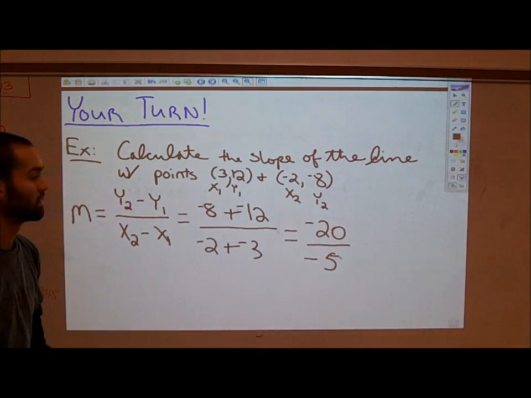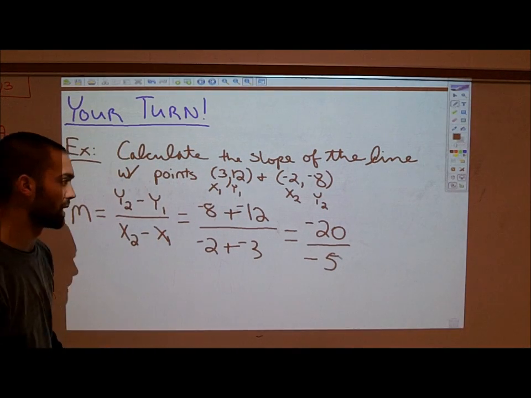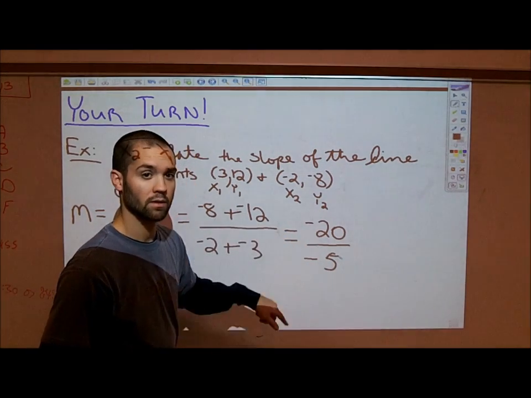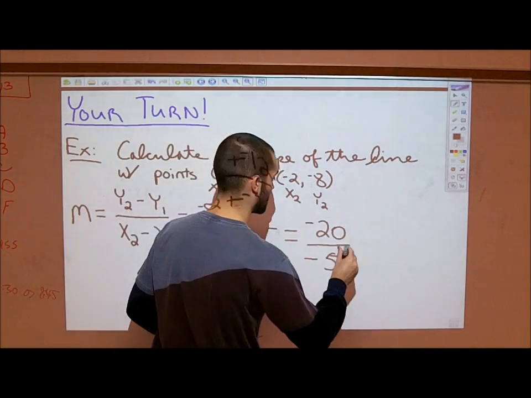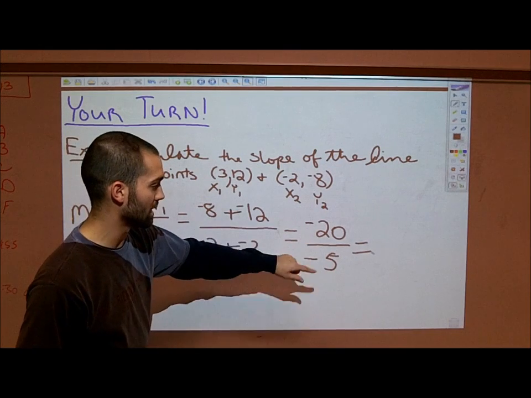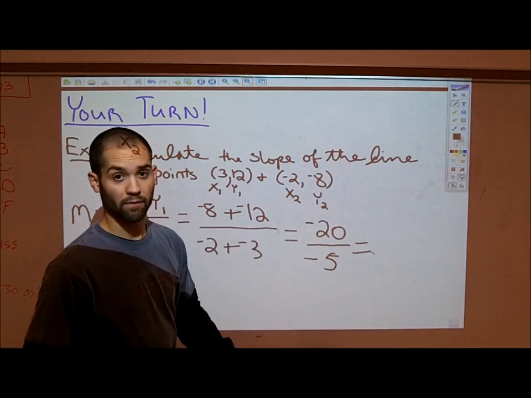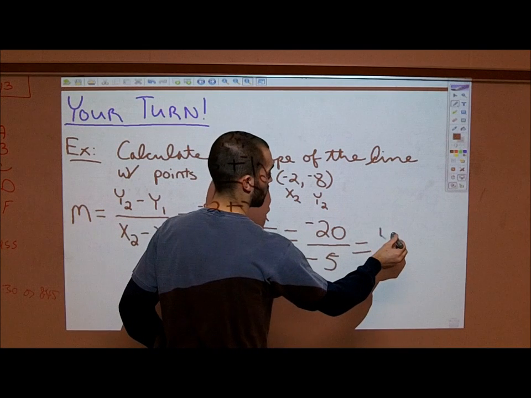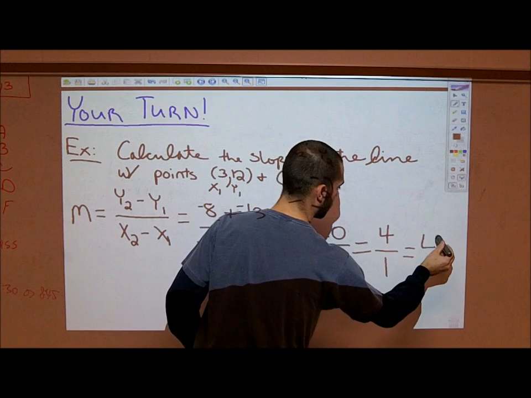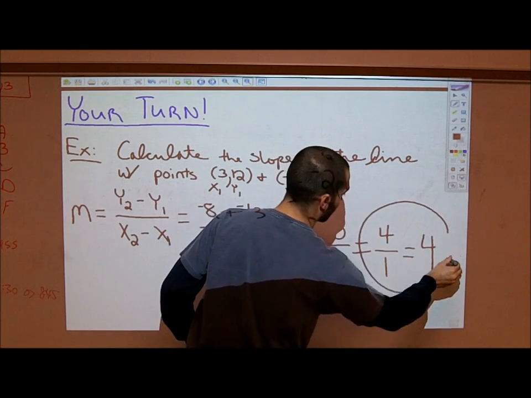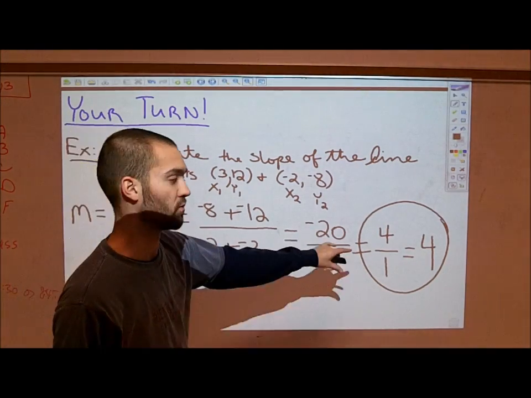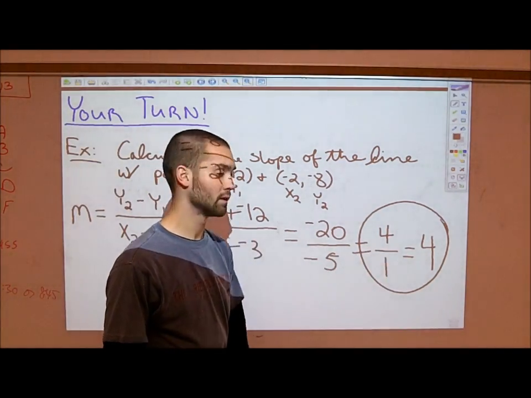Okay? Can we still simplify? You bet. First off, we have a negative divided by a negative. So when we have two negatives and we're dividing, that equals a positive. Okay, so we no longer need the negatives. 5 can go into both these numbers. So we get 4 over 1, or we could just have 4. Again, both answers are correct. Okay? The slope is 4 over 1, or the slope is 4.